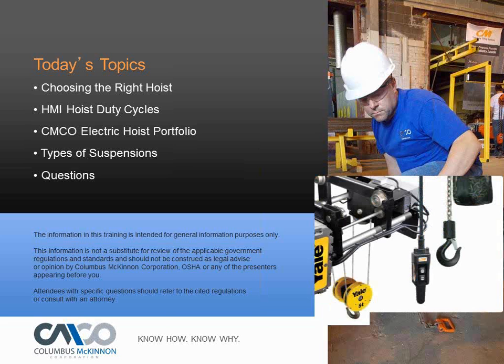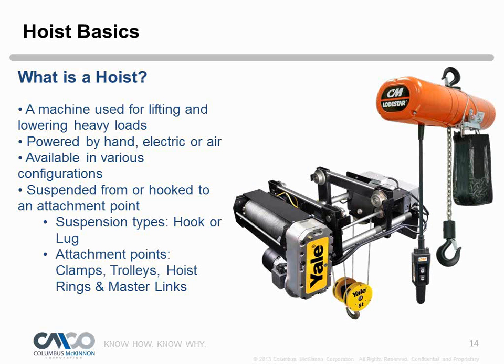What is a hoist? It's a machine used for lifting and lowering heavy loads, powered by hand, electric, or air, and available in various configurations, suspended from a hook to an attachment point. Suspension types also include hook to lug, clamps, trolleys, hoist rings, and links. So it's important that we know how we're going to size this up or how we're going to suspend it.